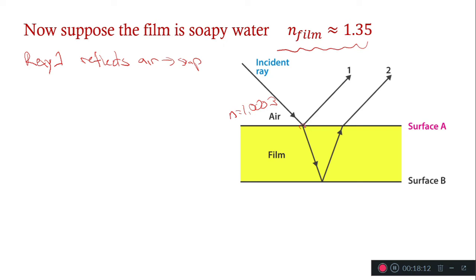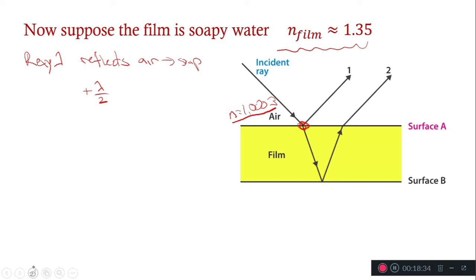When we go from air to soap, what happens? Well, we go from low N to high N. So in fact, what ray 1 does is ray 1 picks up a half wavelength phase shift, because again it reflects from optically fast to optically slow. So air to soap would give me that half wavelength shift.